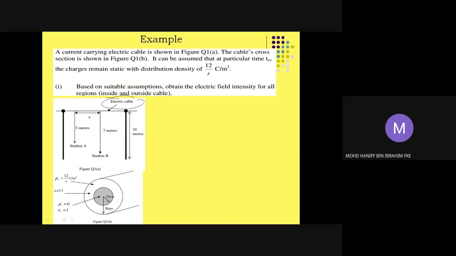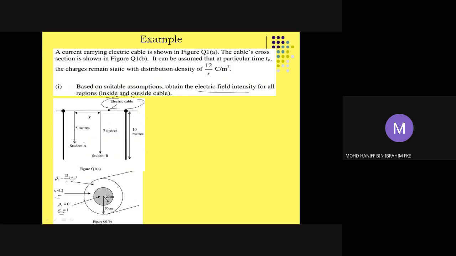Okay, for the outside conductor, the outside cable radius is 50 cm, and the rho v inside that particular region is 12 over R coulombs per meter cubed, which is a volume charge, and the relative permittivity is 3.2. We're going to learn this in detail in chapter 5 later on. Never mind. So the question is: obtain the electric field intensity for all regions, inside and outside the cable.